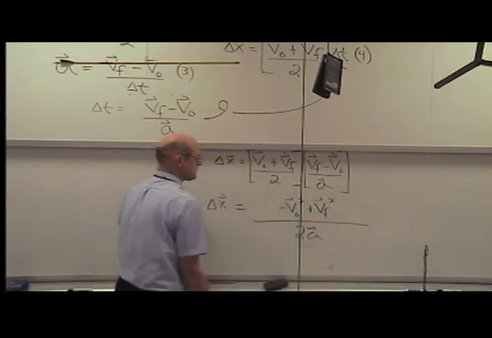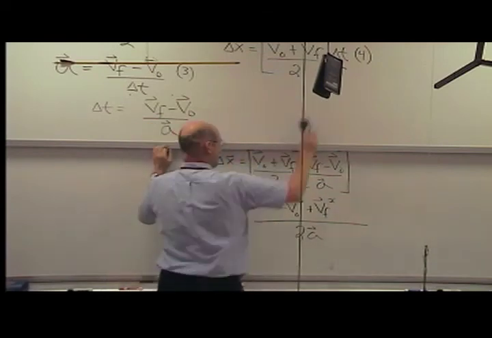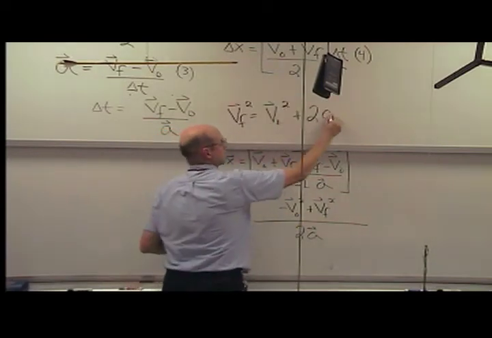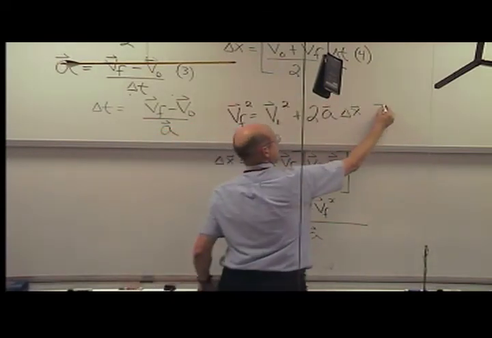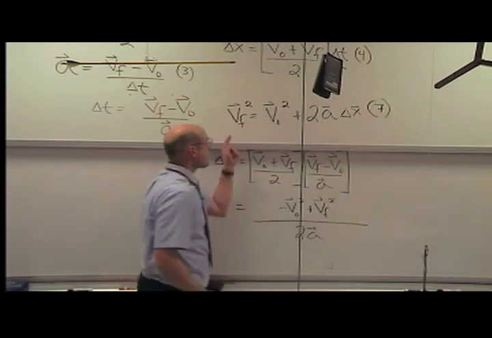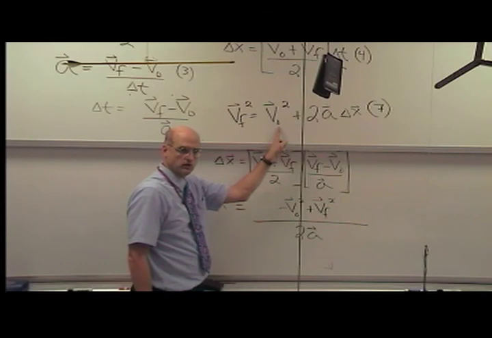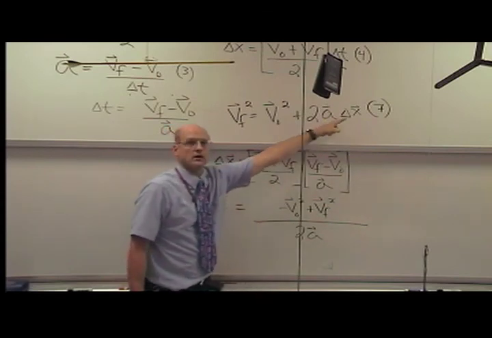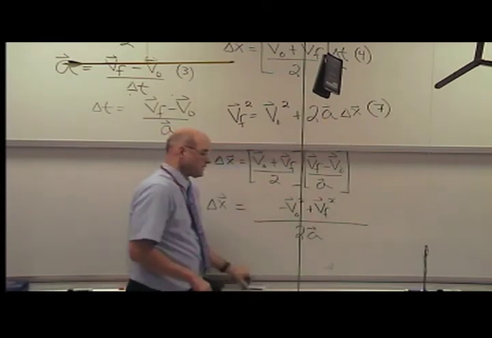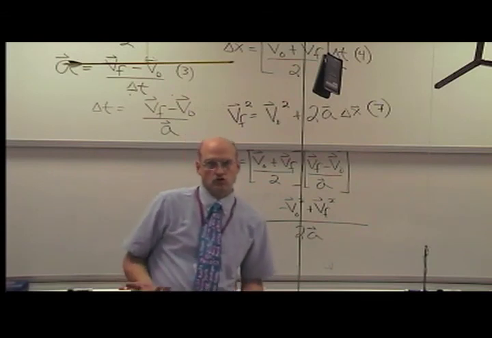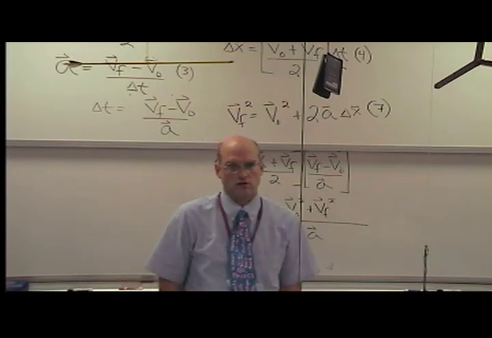And now I can solve for VF squared. And this is equation 7. This allows me to find the final velocity of a body in terms of its original velocity, acceleration, and displacement. These 7 equations are very useful kinematics equations when you have constant acceleration.